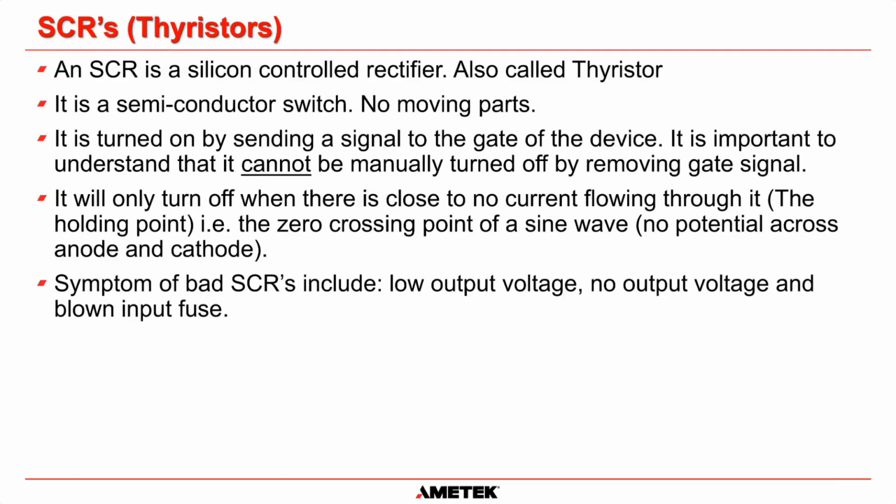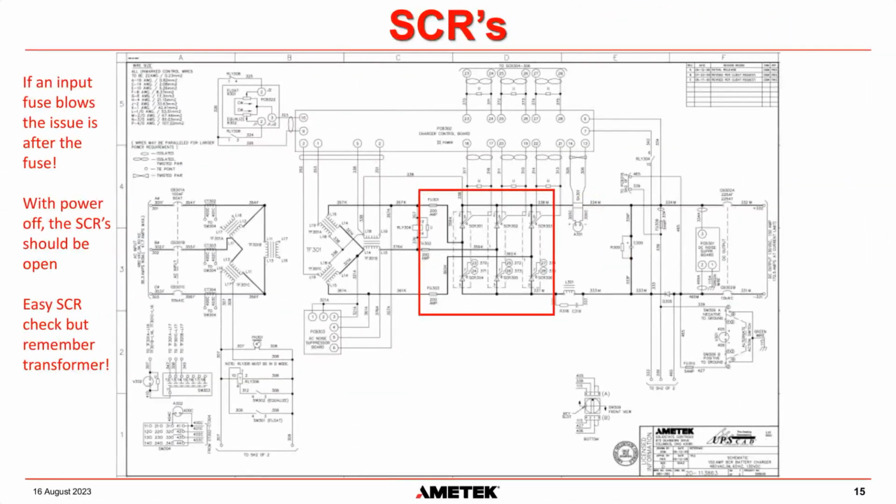And that, fortunately, happens every time a sine wave crosses the zero crossing point. At the zero crossing point, there is no potential between the anode and cathode. So if you remove the gate signal and allow the sine wave to cross the zero crossing point, then the SCR will switch off at that point. And the symptoms of a bad SCR include low output voltage, no output voltage, and blown fuses. Those are the three main symptoms you can see from faulty SCRs.